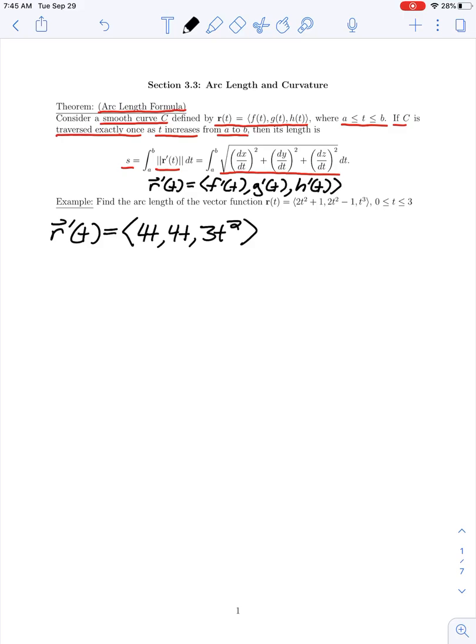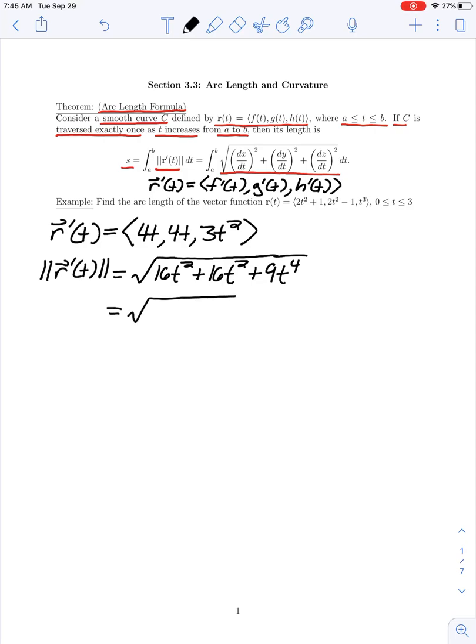So for the arc length formula, we're supposed to look at the magnitude of this tangent vector, which would be the square root of the sum of the squares of these 3 components. So squaring our first component, we would have 16t squared, plus the second component squared would be 16t squared, and then plus our third component squared would be 9t to the 4th. Or collecting some like terms, we have the square root of 32t squared plus 9t to the 4th power.